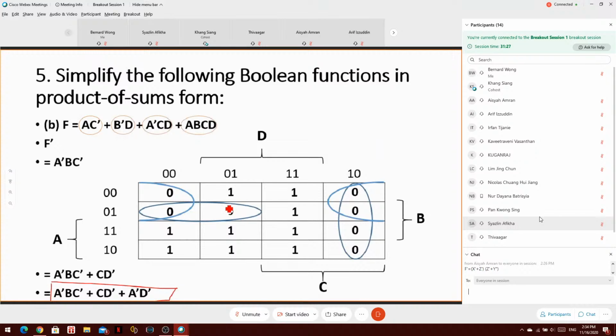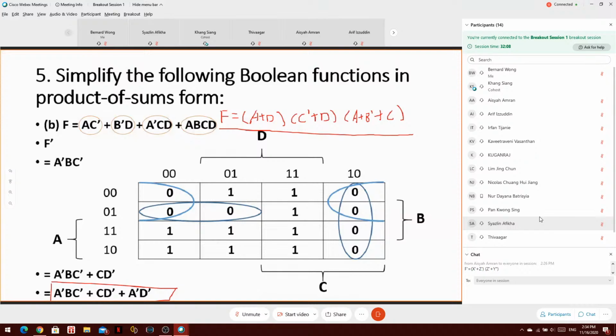After you get this one, again remember this is an SOP form, so you need to apply De Morgan rules or similar rules. Your final F should be something like this: A plus D, and C plus D, and then A plus not B plus C. You should have something like this. This is your final product of sum form.